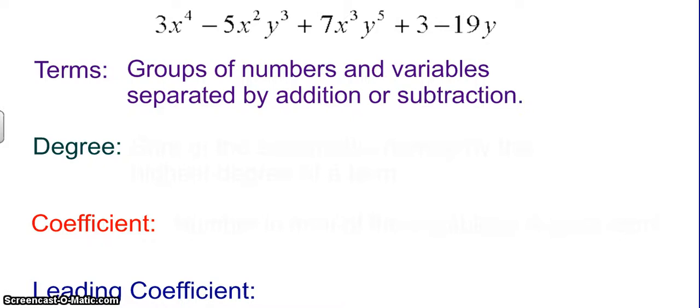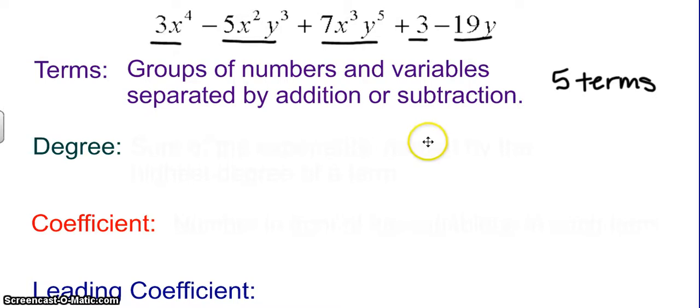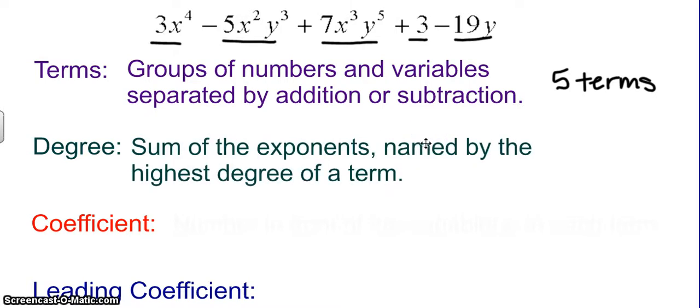So if we were to count the number of terms in this polynomial up here at the top, we've got 1, 2, 3, 4, 5 terms in our example, because those are 5 groups of numbers and variables that are separated by addition or subtraction. Next, we can talk about the degree of a polynomial. First, you want to talk about the degree of each term. So it's the sum of the exponents.